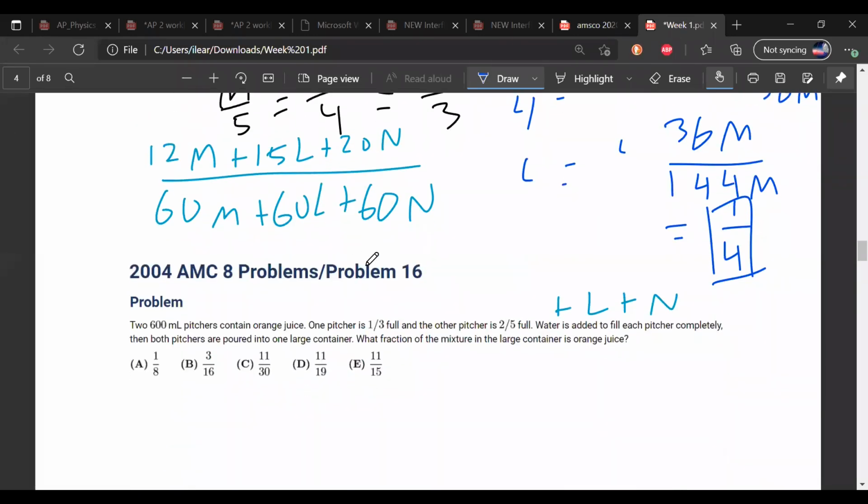So this is slightly challenging, but a pretty nice problem. So now let's look at the next problem. Two 600 milliliter pitchers contain orange juice. One pitcher is 1/3 full and the other is 2/5 full. Water is added to fill each pitcher completely. Then both pitchers are poured into one large container. What fraction of the mixture in the large container is orange juice?